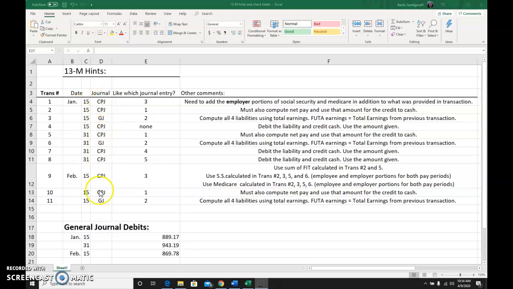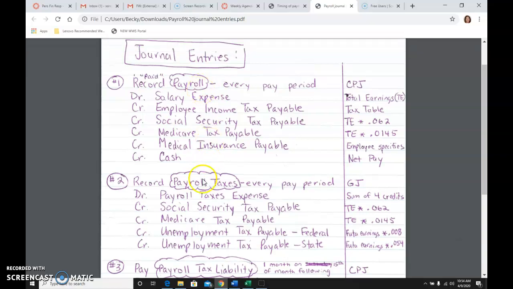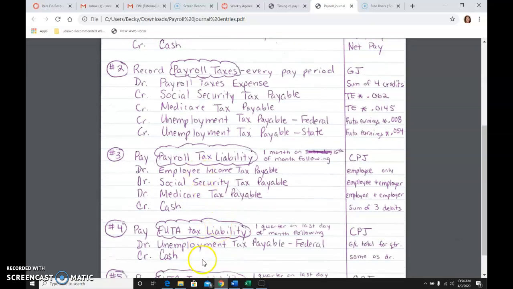When we're paying cash, it's in cash payments. When it's just the payroll taxes, it's in the general journal. And then I said which journal entry it is like: 1, 2, 3, 4, 5. If you recall, that is from the journal entry summary that we had in Canvas that I also explained, recording payroll, payroll taxes, and then all our liabilities.